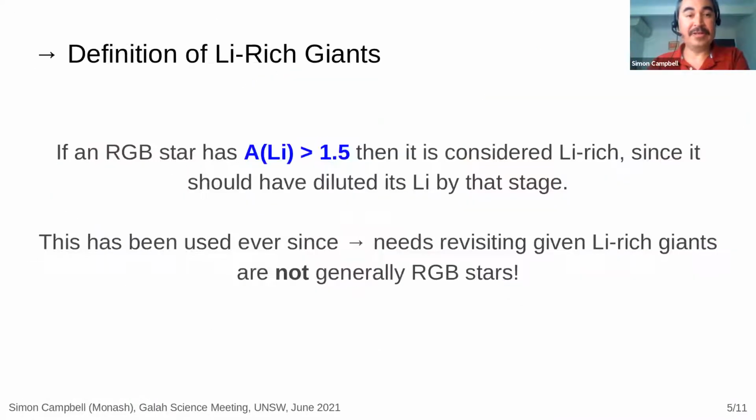All phases of evolution beyond that should have less lithium, and if you find one with more, then it's lithium-rich. That's been used ever since. And I think it needs revisiting because of the new information that lithium-rich giants are actually not RGB stars, they're red-clump stars. It may still hold, but it's worth checking.